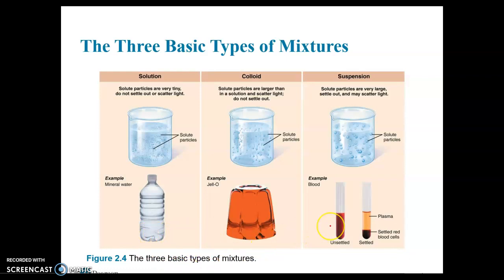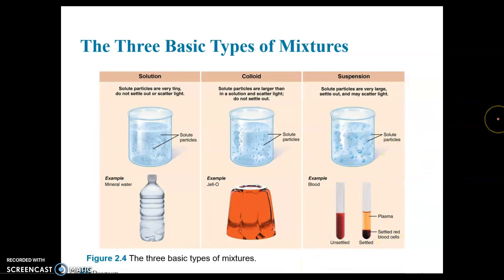Then you can have a colloid in which solute particles are larger than they are in a solution, and they scatter light, they don't settle out, so it's a homogeneous mixture is what we call it. Jell-O is an example of a colloid. Whipped cream is an example of a colloid. So this is going to be thicker. It's not going to be a liquid. It's going to be a semi-solid normally.